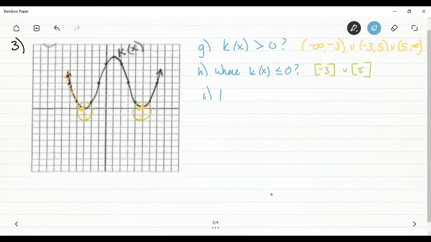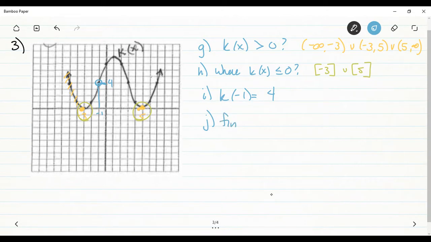Part I, we are looking to evaluate k of -1. For k of -1, we're going to go to -1 on the x-axis and travel up. What is the corresponding y for this coordinate? It is 4. So k of -1 is equal to 4.